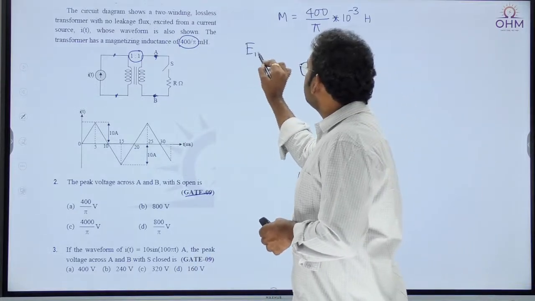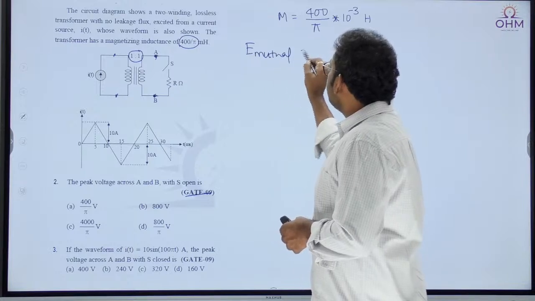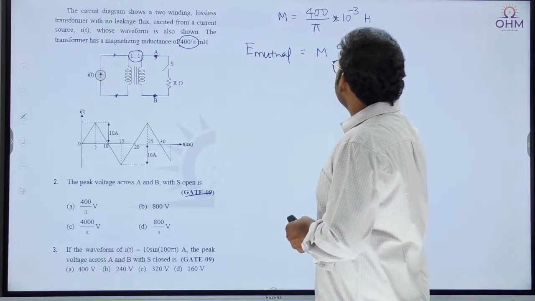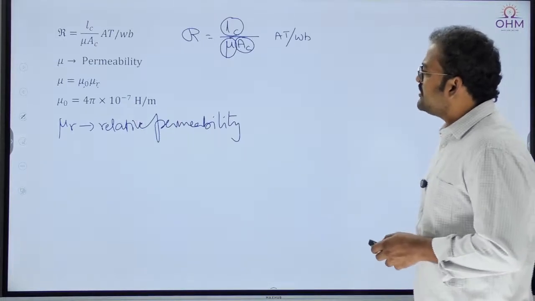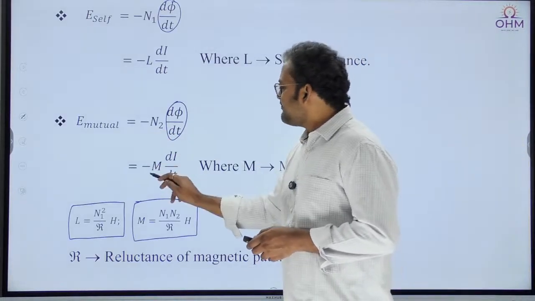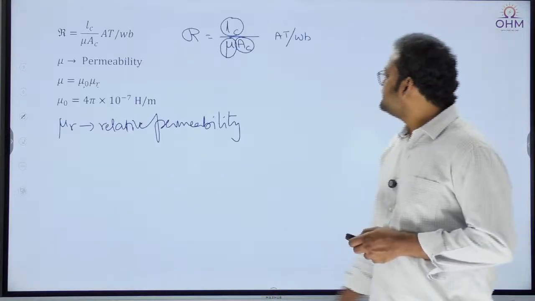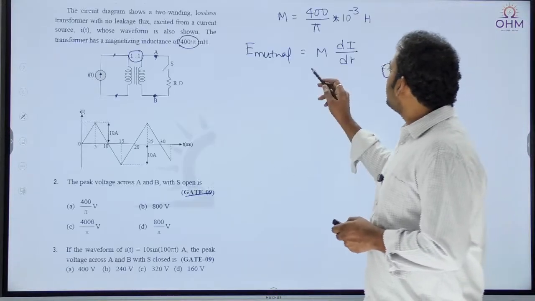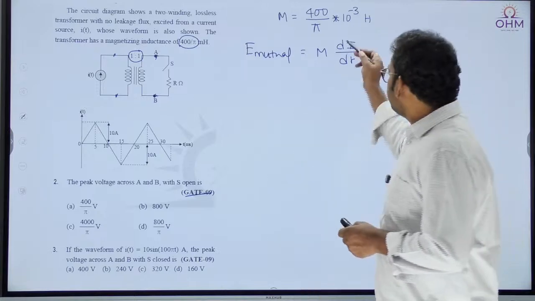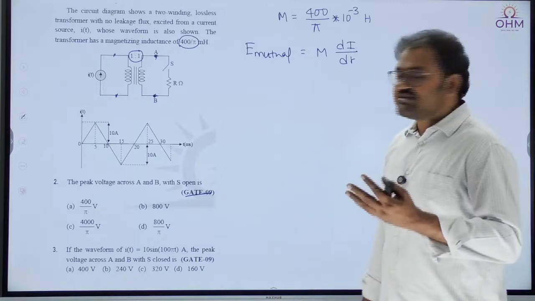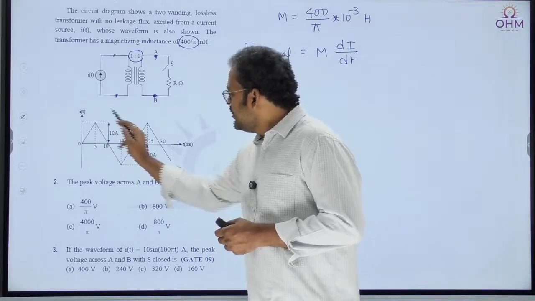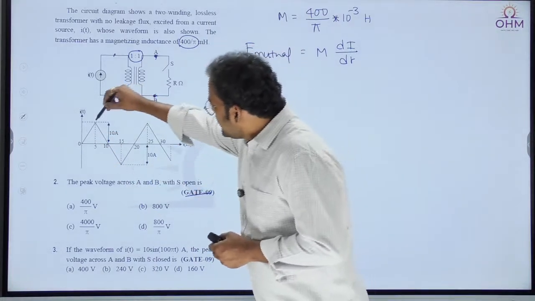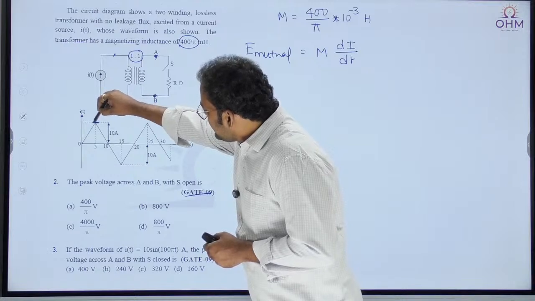So we know mutual induced EMF is nothing but M di by dt. Only the magnitude I am finding. I told you already, mutual induced EMF you can write as M di by dt. And the M value was already given in the problem. So you have to find out di by dt. Di by dt is nothing but the change in current with respect to time. Look at the current waveform. For the triangular waveform, the peak value was 10 ampere.